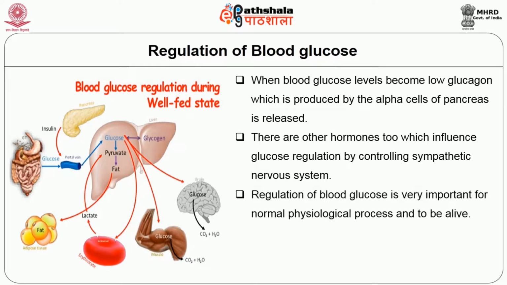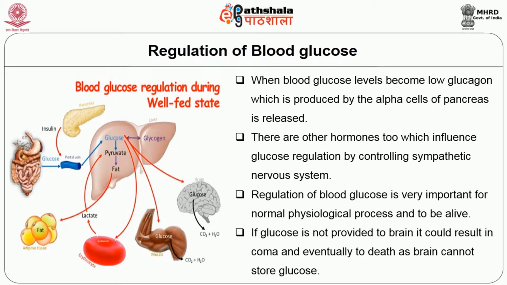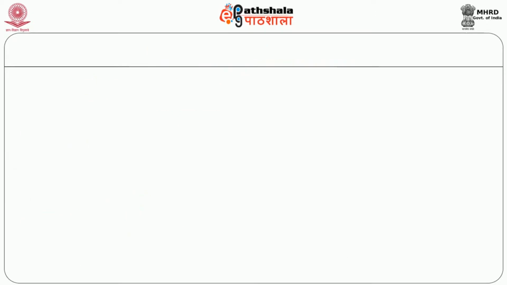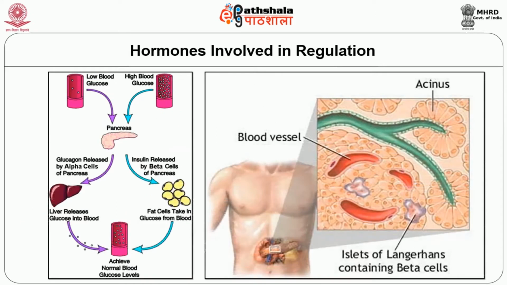Regulation of blood glucose is very important for normal physiological process and to be alive. If glucose is not provided to brain, it could result in coma and eventually in death, as brain cannot store glucose. Hormones involved in regulation. Insulin hormone, which is the key to blood glucose regulation, is released from the beta cells in the islets of Langerhans present in the pancreas when the level of blood glucose is high.